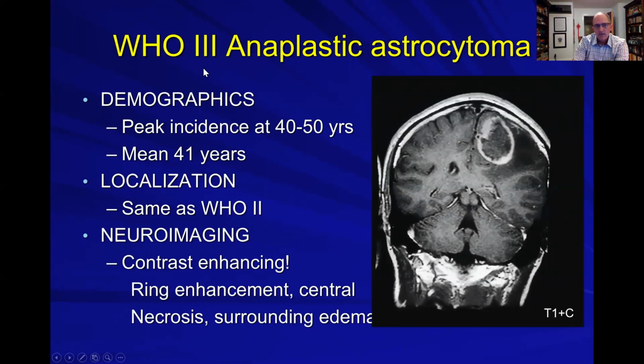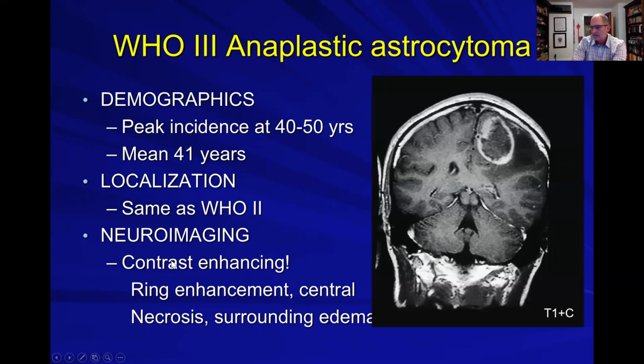All right, here's a grade 3 tumor. This is your typical anaplastic astrocytoma. These are in a little bit older folks, and now the average age is up in the 40s. They're located in similar places as the grade 2s. And on imaging, now we're starting to see signs of enhancement.